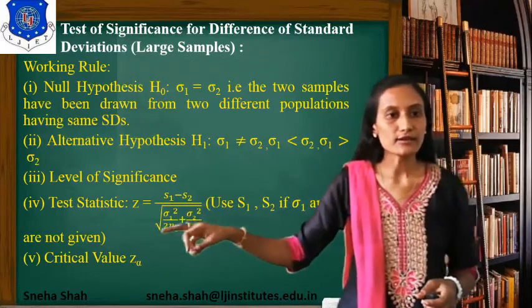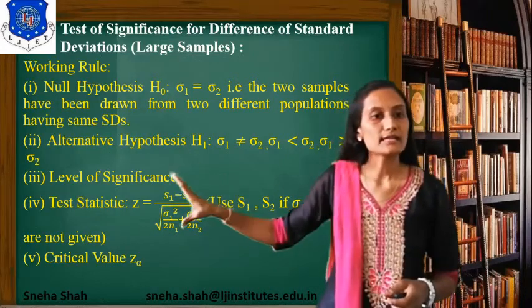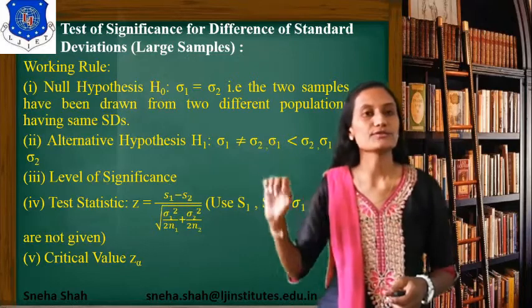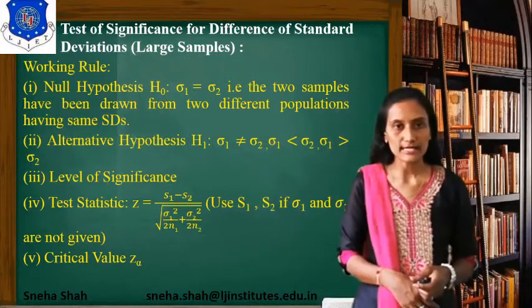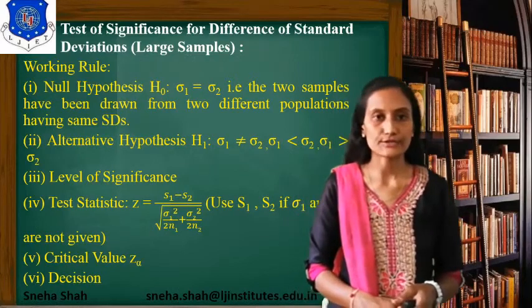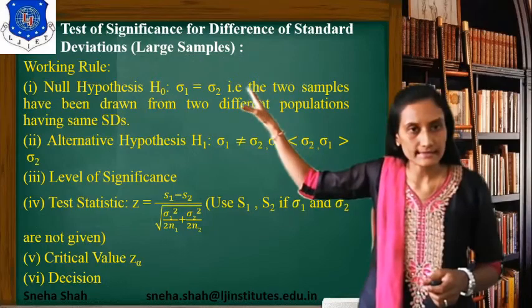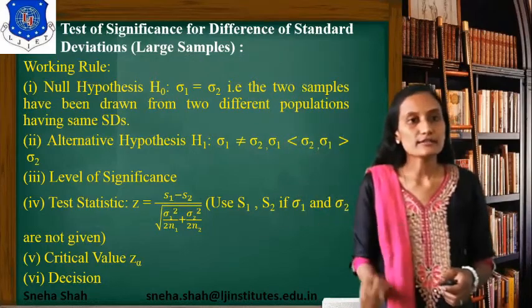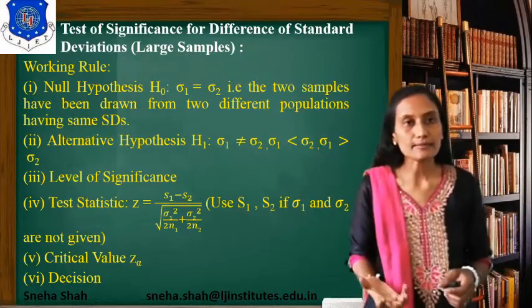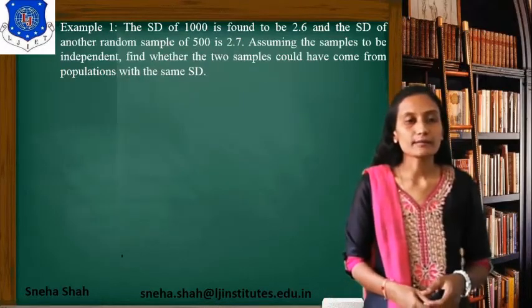Now this value of Z is compared with the value of mod Z alpha. From this comparison of these two values, we can give some decision. So the last step is giving the decision. It means we give the decision that this null hypothesis is correct or not, and based on this we define which type of system will be there. Now this will be well defined by some examples.